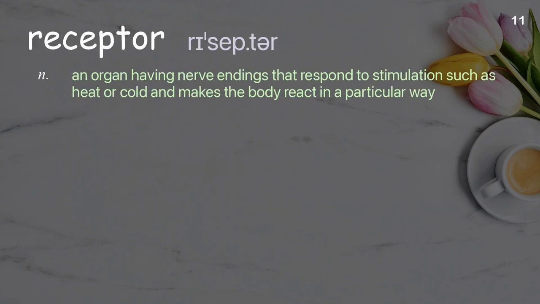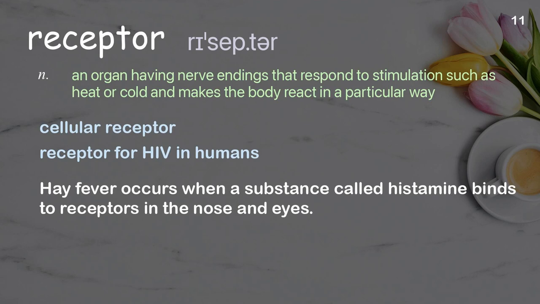Receptor. An organ having nerve endings that respond to stimulation such as heat or cold and makes the body react in a particular way. Examples. Cellular receptor. Receptor for HIV in humans. Hay fever occurs when a substance called histamine binds to receptors in the nose and eyes.